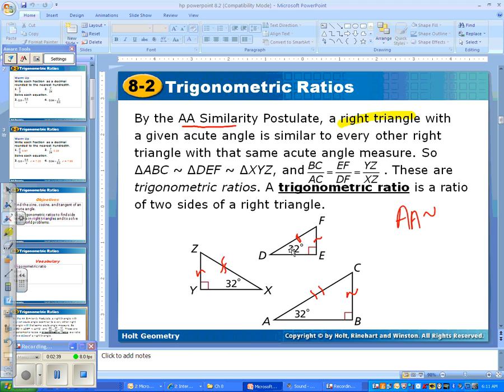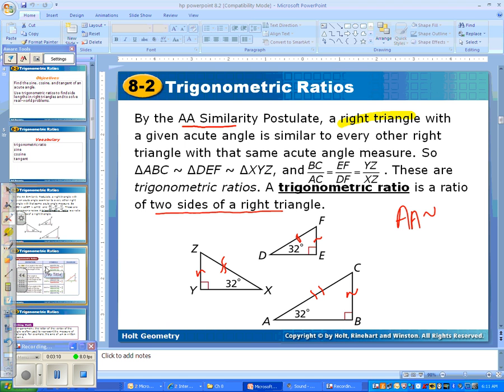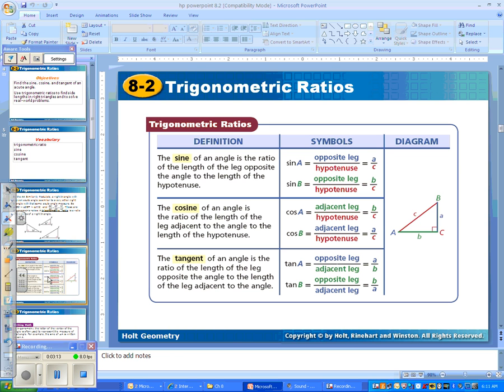And since that's going to be true for all right triangles that have a 32-degree angle, we call these trig ratios. So a trig ratio is a ratio of two sides of a right triangle. Okay, so again, in all of the right triangles that exist in the world, if one angle is 32 degrees, then the ratio of the shorter leg over the hypotenuse will be the same for all right triangles with 32 degree angles. Pretty cool. So these trig ratios exist to help us figure out what that proportion should be for the side lengths.